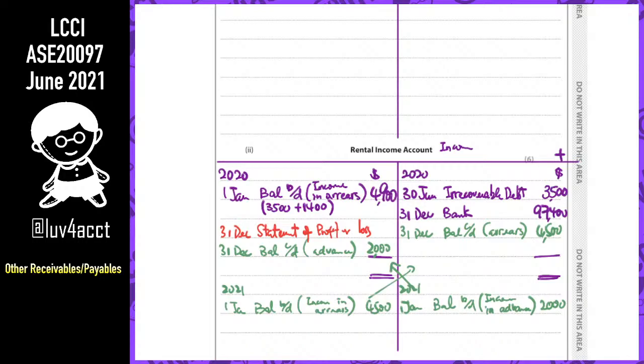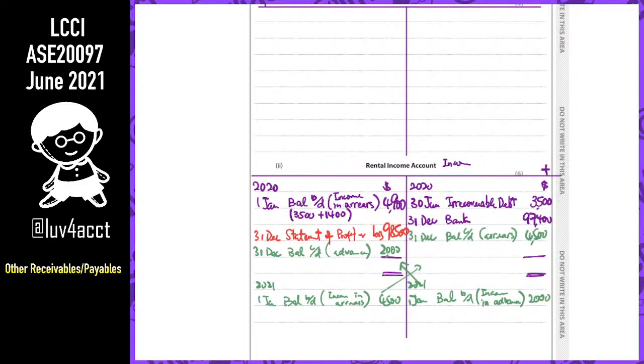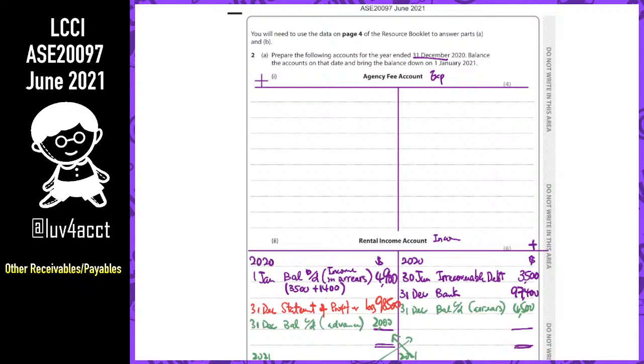Let's find the balancing item. The total comes to 98,500. Later this item also goes into the calculation of your profit. So we finish one rental account, 6 marks, and then we have to work on the agency fee account.